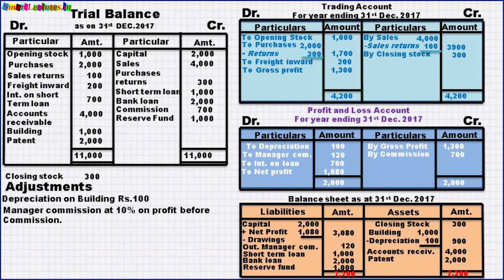So in this way, if there is manager's commission, first of all it will be taken to the profit and loss account debit side. Secondly, it will become a liability for the firm. And if there is depreciation, number one, it goes to the debit side of profit and loss account, and number two, it goes to the asset side and reduces the value of that asset in the balance sheet on the asset side.